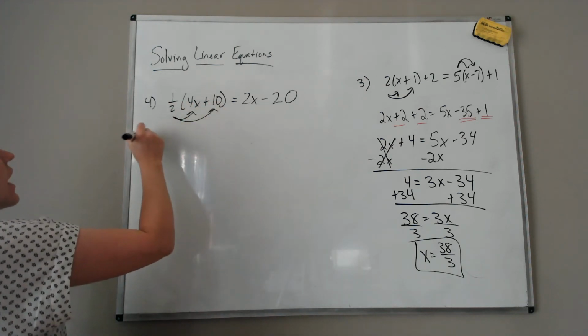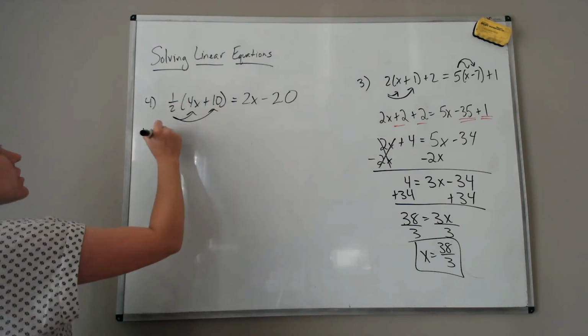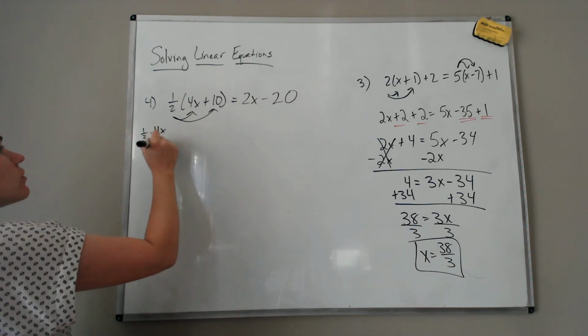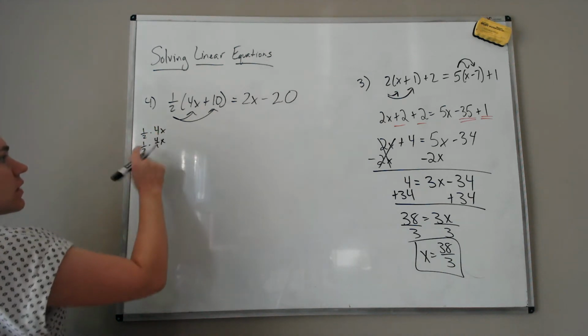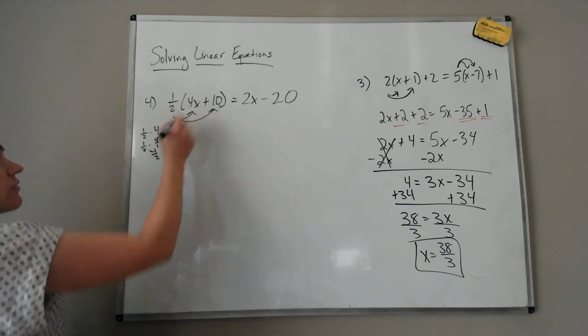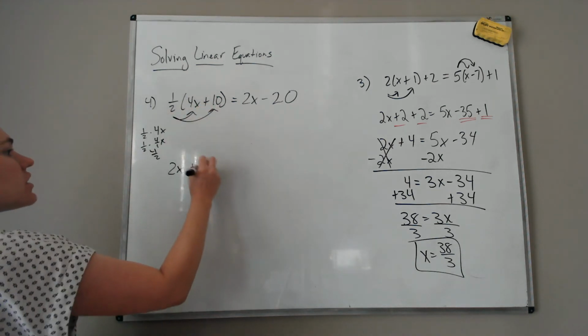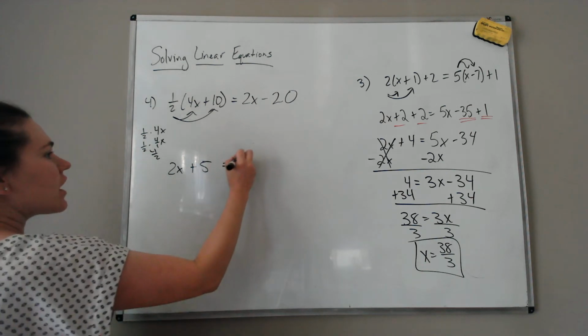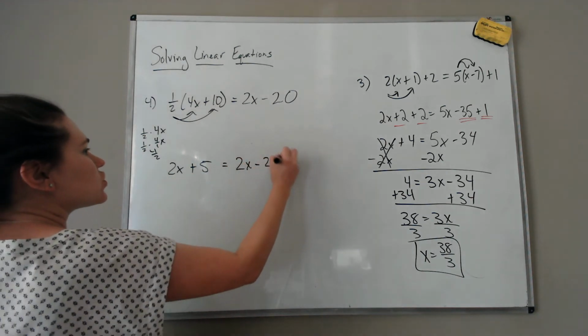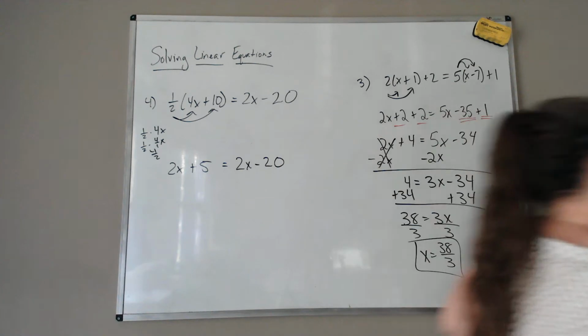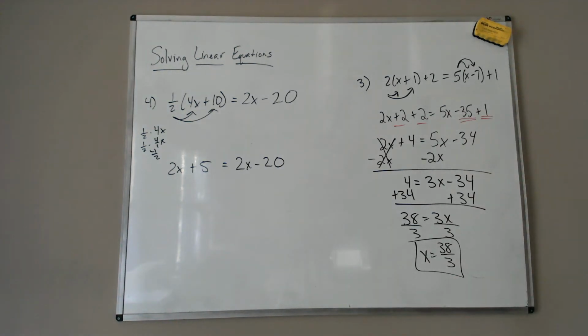Okay, so the first thing we want to do here is distribute the 1/2, okay? So this is 1/2 times 4x, so that's going to be 1/2 times 4 over 1x. Okay, that's going to be 4 over 2, so 1/2 times 4, that's going to give us 2x. Half of 10, that's going to give us 5.